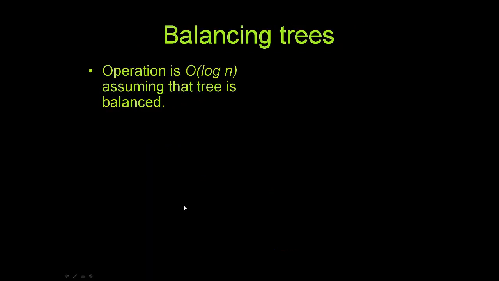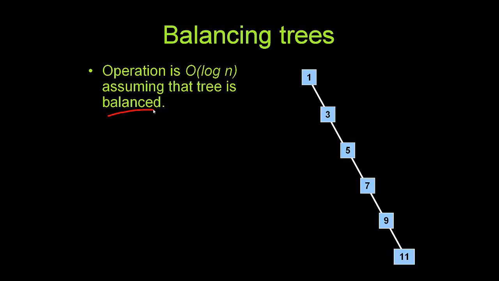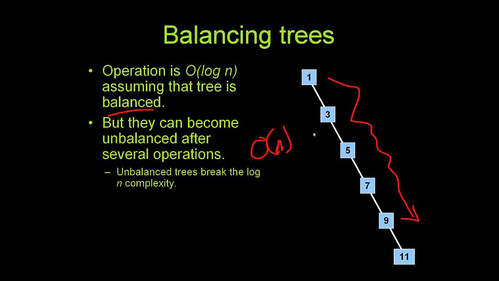Now, we just said that this order of growth is log n, but the assumption is that the tree is balanced. If the tree is like this, it is actually a valid tree, but obviously this is nasty, because this will be order n, right? It's not order log n, it's order n for all operations, because you have to go down the entire tree, which is the whole length. So this is called an unbalanced tree, and basically it will break the log n complexity.